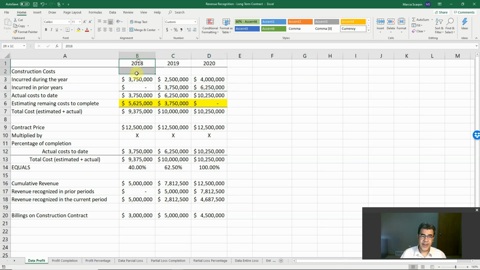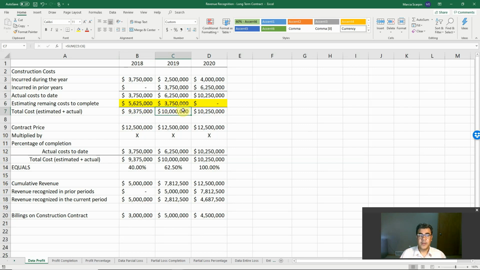And okay, we are here at the end of 2018. We have the estimated remaining cost to complete. So, okay, what is the remaining cost that we think we will have? First year, $5.6 million. So the total cost, 9.3, is lower than the contract price, 12.5. So we have a profitable contract.